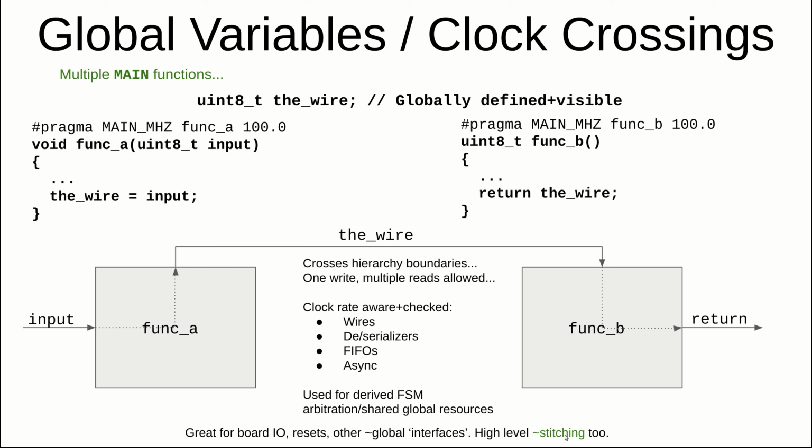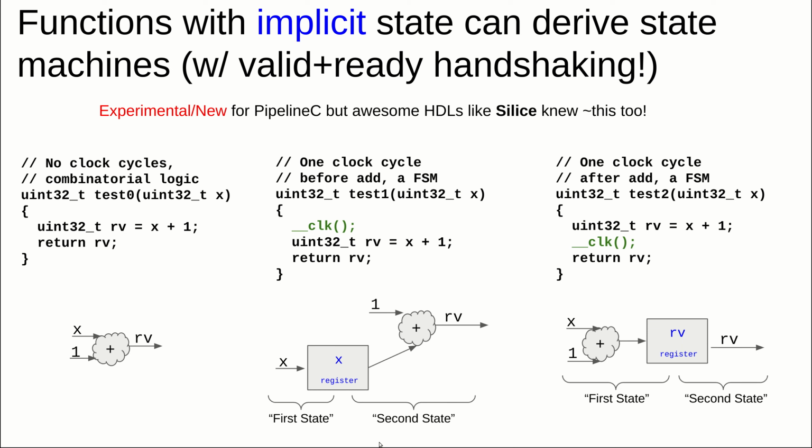Now we're getting into what I touched on in the last slide, derived state machines. So what does that mean? Well, now you can have functions with implicit state that derive state machines. And what's really neat about these is they have valid and ready handshaking, which we'll show on the next slide. But this is experimental for PipelineC, but Scilus, an alternative hardware description language that you should absolutely check out, knew about this as well and had a very similar clock step operator.